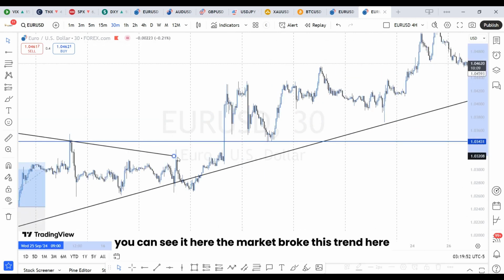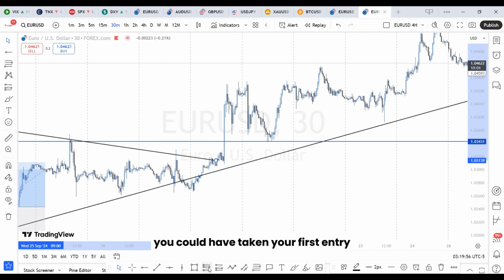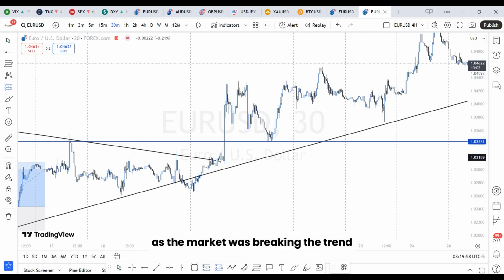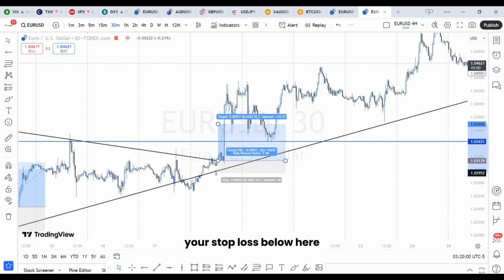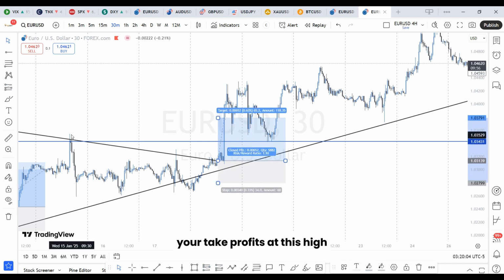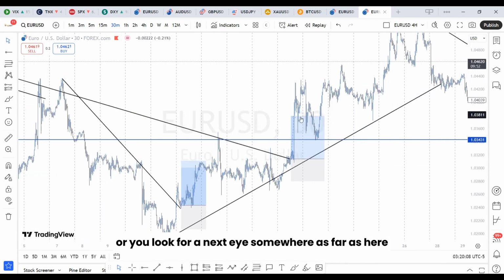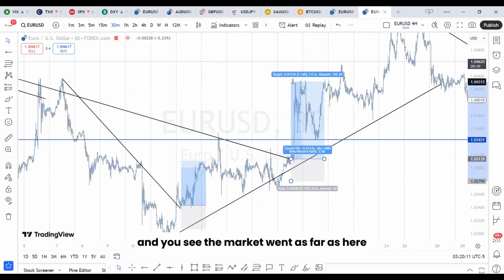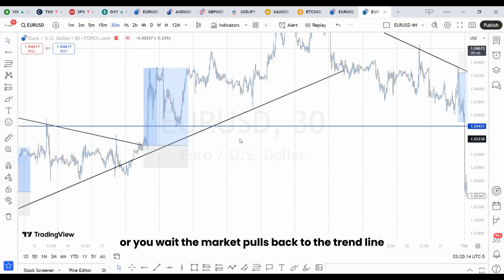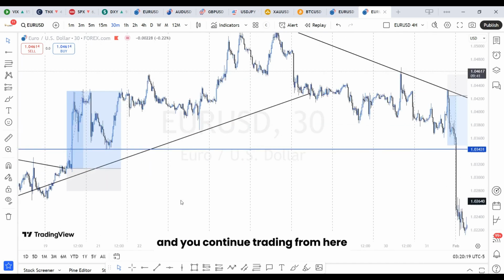You can see it here. The market broke this trend here. After breaking the trend, you could have taken your first entry as the market was breaking the trend, your stop loss somewhere significantly below, your take profit at this high, or you look for a next high somewhere as far as here, and you see the market went as far as here to hit take profits for you. Or you wait till the market pulls back to the trend line and you continue trading from there.